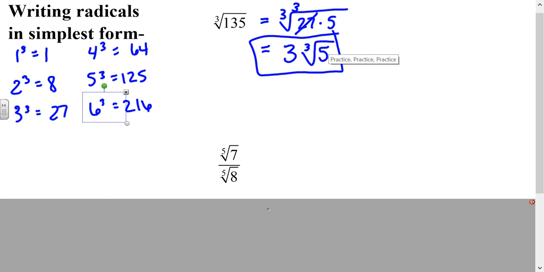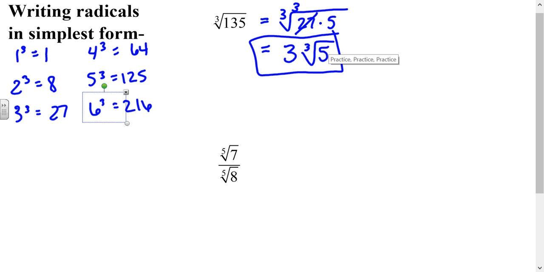So here's one with division. I can't take 7 divided by 8, so really it wouldn't help me to put this together and simplify it. Now you guys might remember last year when we did rationalizing the denominator with fractions. I think we did it earlier this year also. So if you have like the square root of 2 over the square root of 3, we can't have a square root on the bottom.